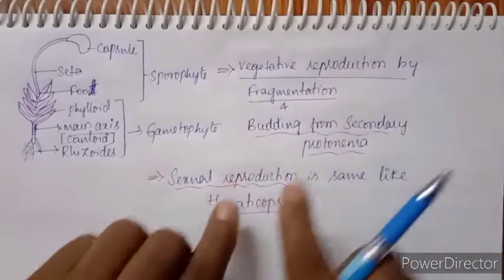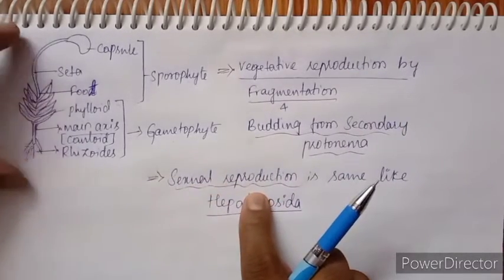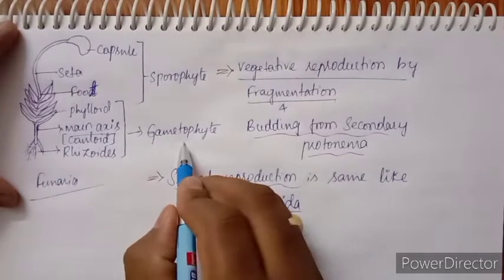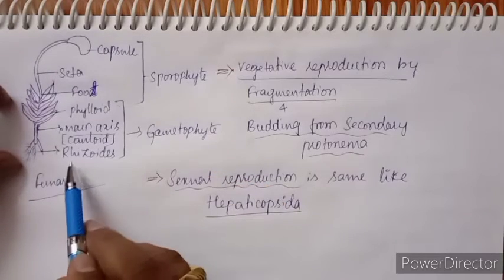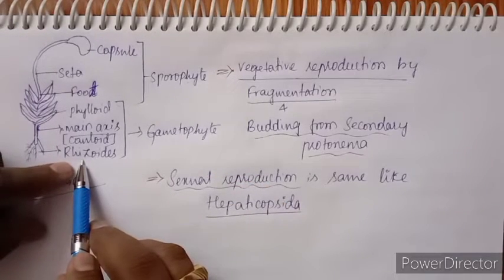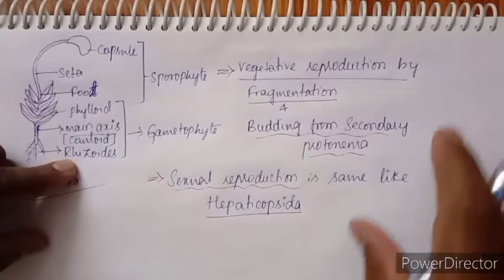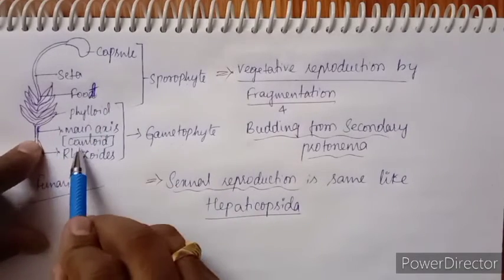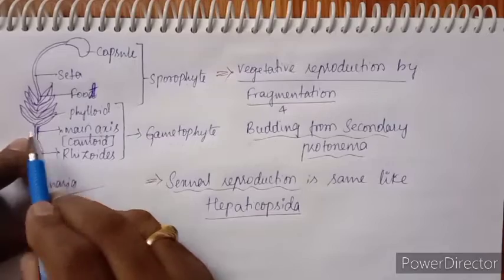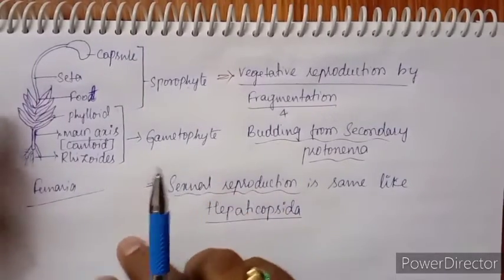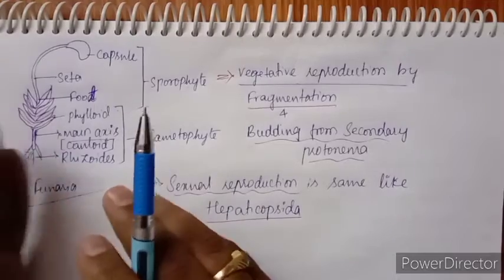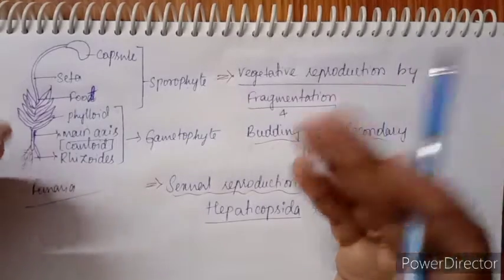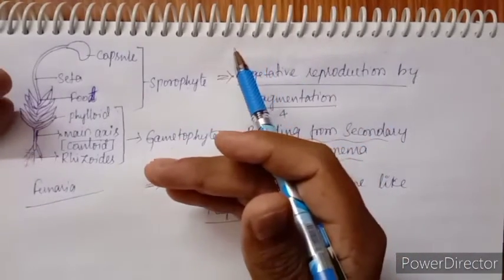Now for sexual reproduction. This is the plant body we call Funaria, which has a gametophytic plant body. The plant body is differentiated into root-like structures called rhizoids, through which the plant body attaches to the substratum or the soil. It has a main axis, a stem-like structure called caulid, surrounded by leaf-like structures called phyllides. It has a male branch and a female branch. The male branch produces antheridia, the female branch produces archegonia, and antheridia produce biflagellated antherozoids.